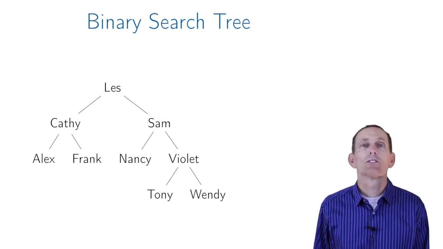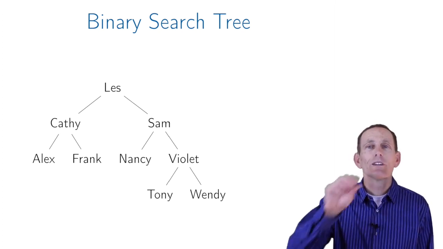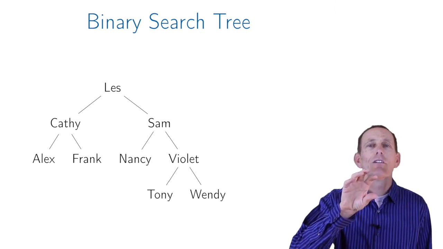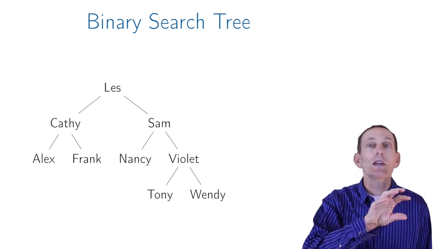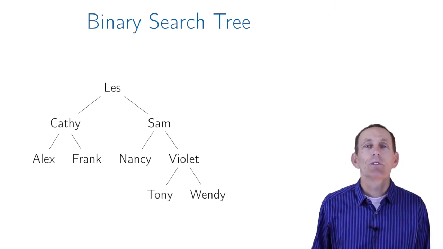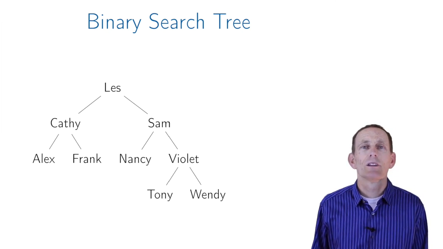The binary search tree allows you to search quickly. For instance, if we wanted to search in this tree for Tony, we could start at Less. Notice that we are greater than Less, so therefore we're going to go right. We're greater than Sam, so we'll go right. We're less than Violet, so we'll go left, and then we find Tony. And we do that in just 4 comparisons. It's a lot like a binary search in a sorted array.